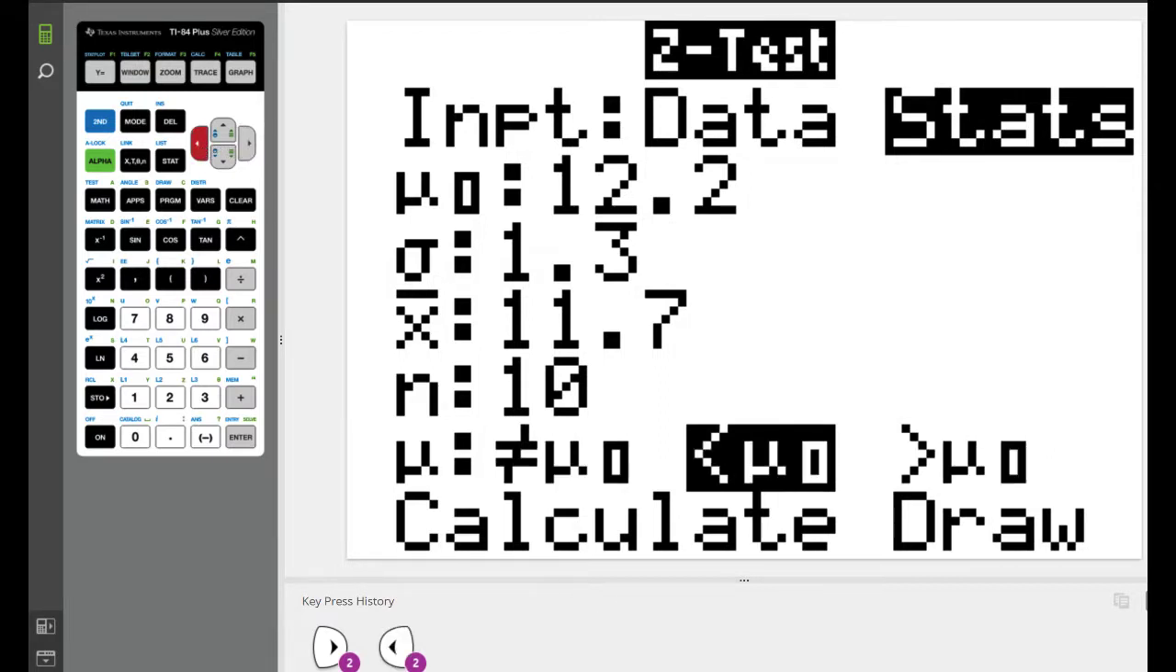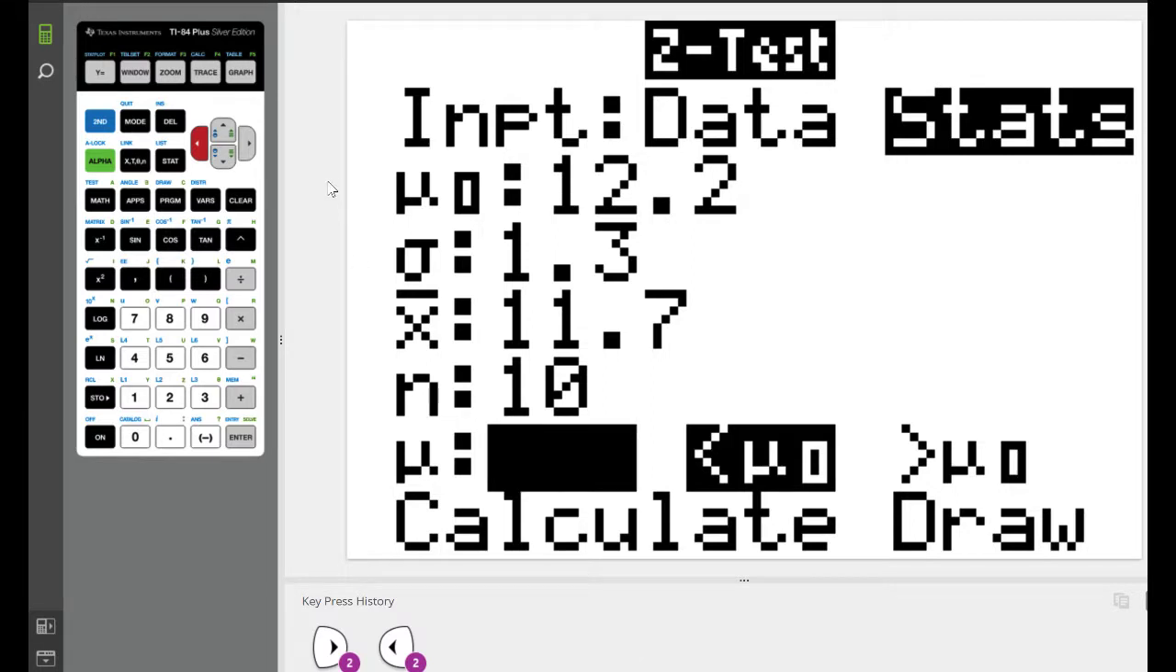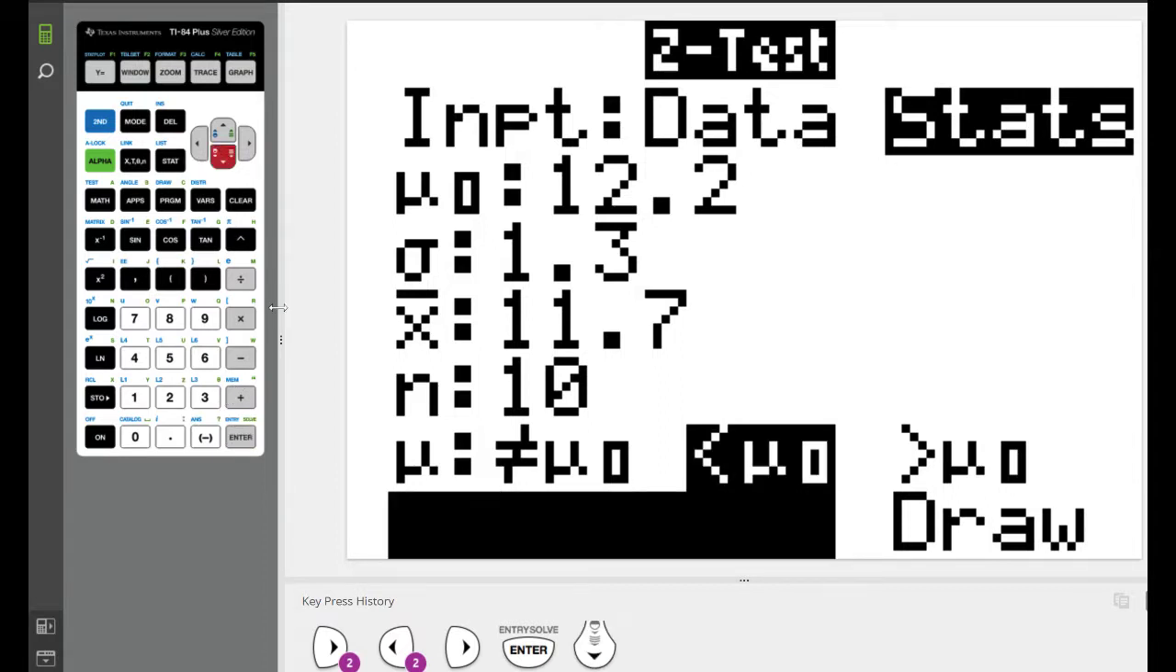Well, remember, this comes from the HA if you watched the previous video. And our HA is a strictly less than. So that means that we're going to perform a left-tailed test. So make sure you go to the left tail, which in our case is the middle option here. Push enter to select it. Go down to calculate.